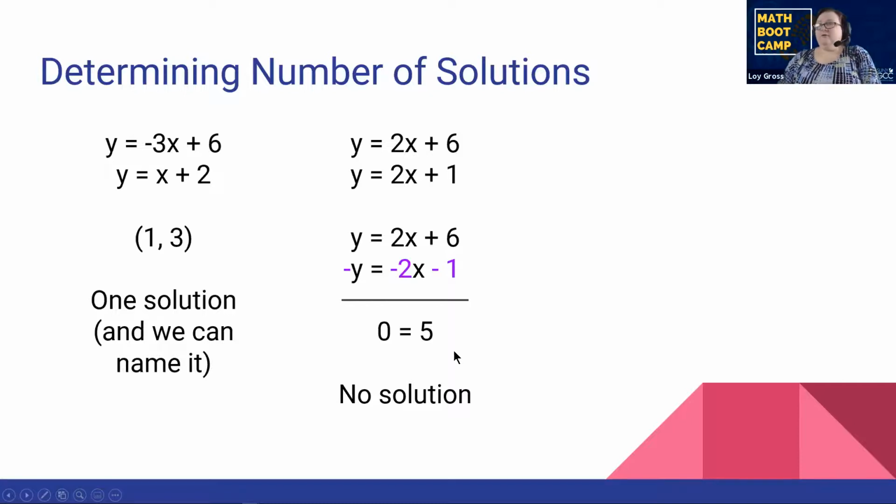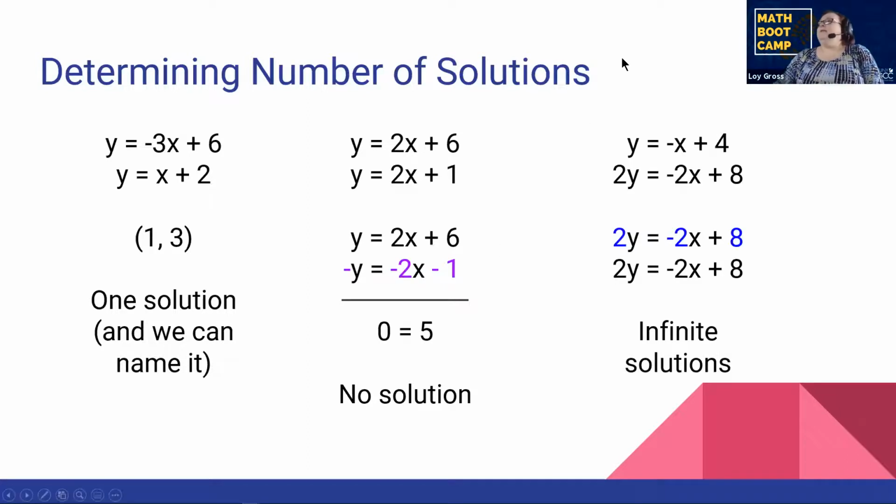In what universe does 0 equal 5? Well, not my universe for sure. That means there is no solution to this problem. We have a nonsensical equation here to work with, and therefore there is no solution, and that is a valid answer in mathematics. Let's look at a final situation.